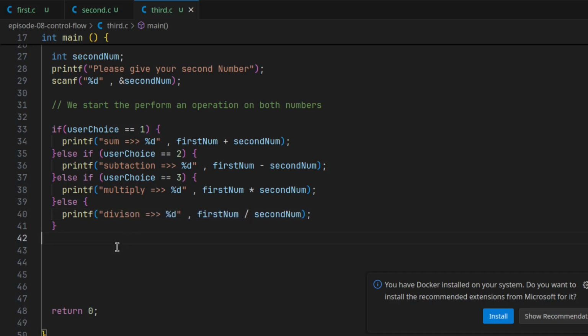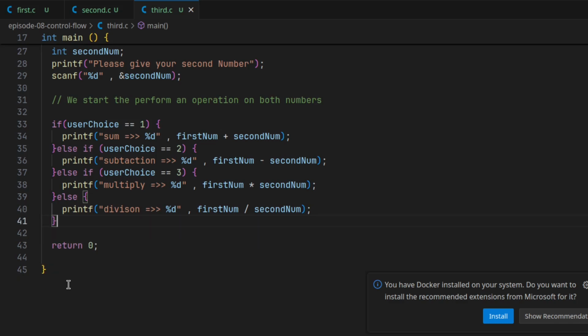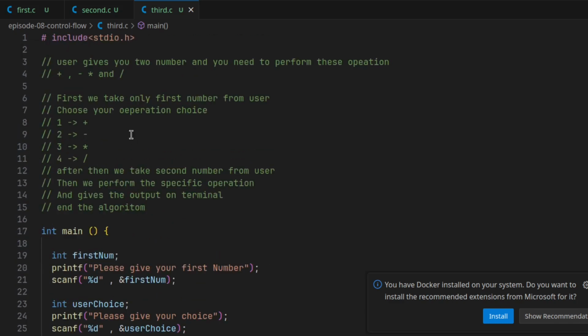It's good and looking very nice. Let's revise the code for you. We first take the user input, which is the first number. Then we give the choice to the user: what type of operation do you want to perform on our numbers?